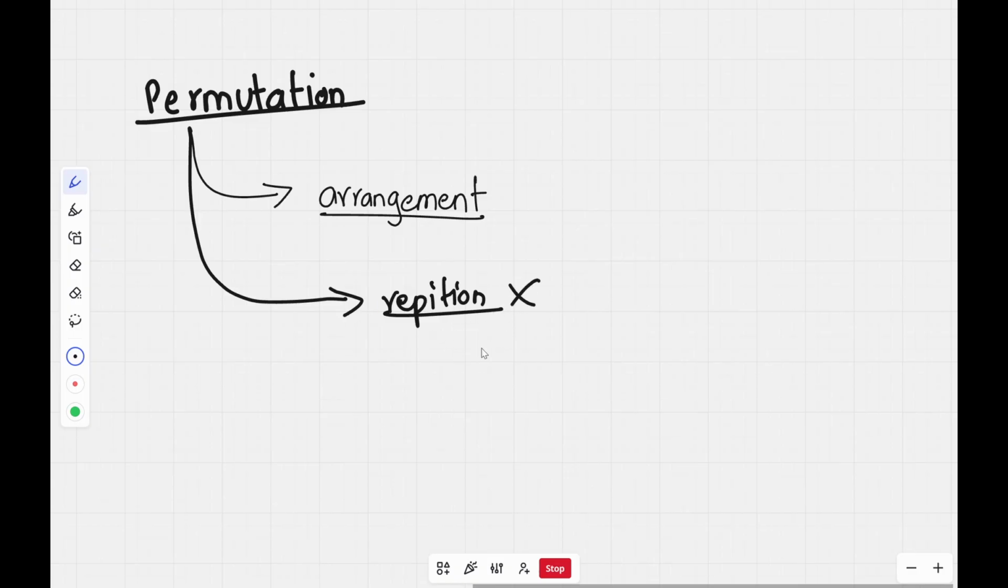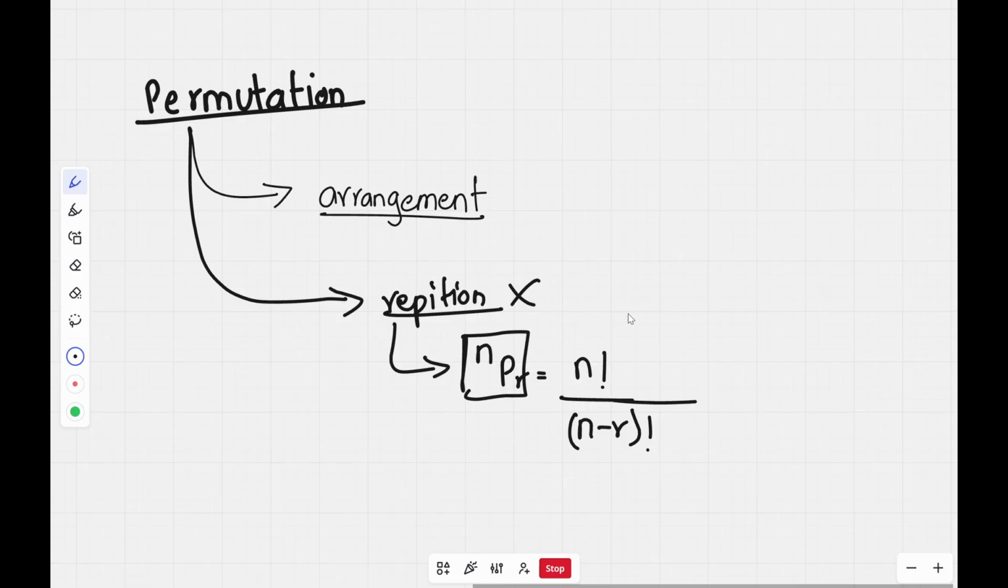So when there's no repetition, we have a formula for permutation which is this. This is the way to write permutation, nPr, and for combination it's nCr. We're not going to talk about combination in this video, but just know that nPr and nCr are the representative ways to represent permutation and combination. All right, so this is an important formula.